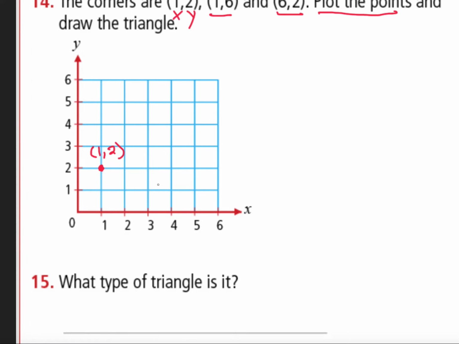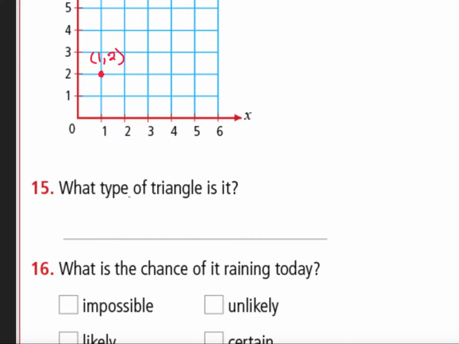And for number 15, they're asking you what type of triangle is it? Now, an equilateral triangle, all the sides are the same length and all the angles are the same. A scalene triangle, none of the sides are the same length and the angles are all different. And then the only other type of triangle is an isosceles triangle, and that's where you have 2 sides the same length and 2 angles the same. So you're going to have to decide what kind of triangle that is when you draw it up here.